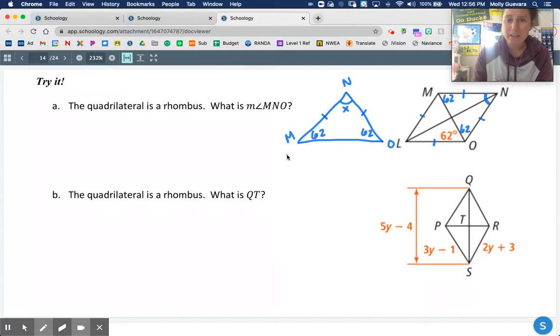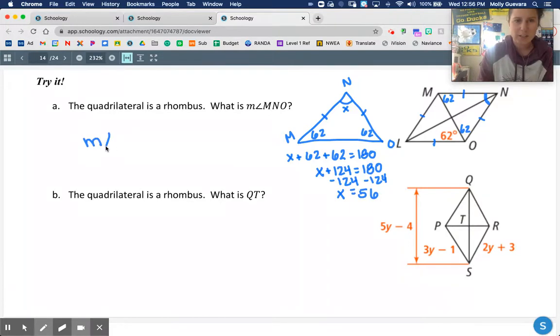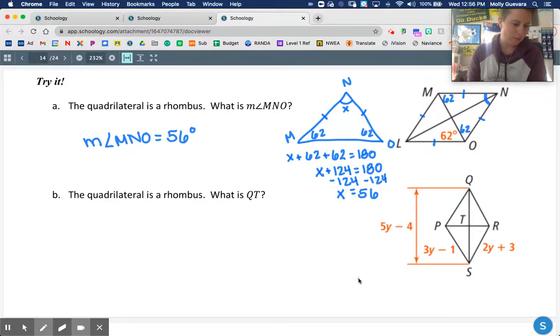So now that I know that, I can do my equation. X plus 62 plus 62 equals 180 degrees. So I get X plus 124 equals 180. Subtract 124 to the other side, and I get that X is equal to 56. So the measure of angle MNO is 56 degrees. So hopefully that makes sense here.